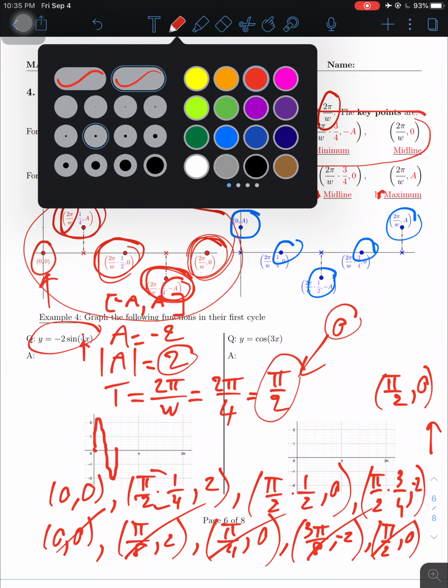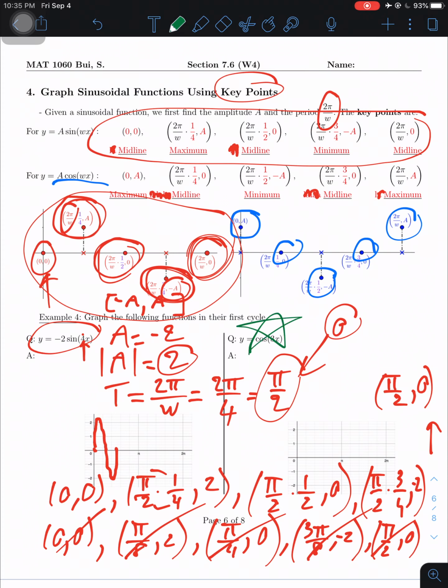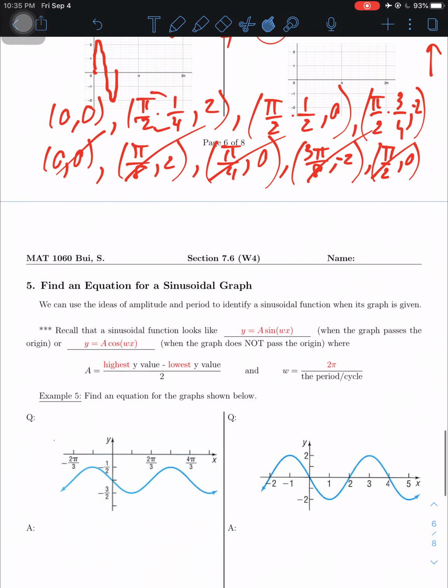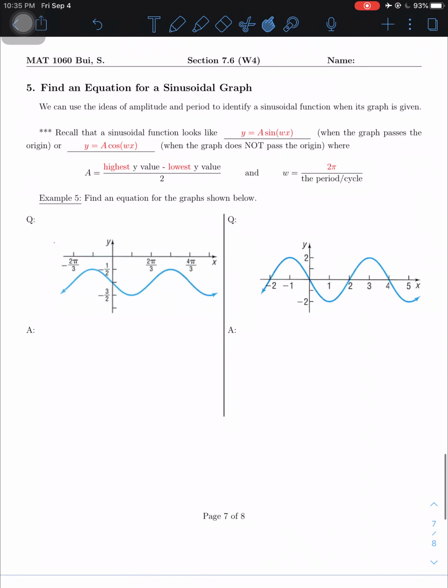Okay, and this is for your part. You're gonna have a cosine function, which means you're gonna use the set of 5 points in here. But then again, you're gonna have to find A, and then you have to find the amplitude. You also have to find w in order to find the period, and after that you just go ahead and plug in the 5 points. After you get the 5 points, you plot them and then you connect them to get the graph, and that's it. Okay? Now, last objective of the day, find the equation for a sinusoidal graph.